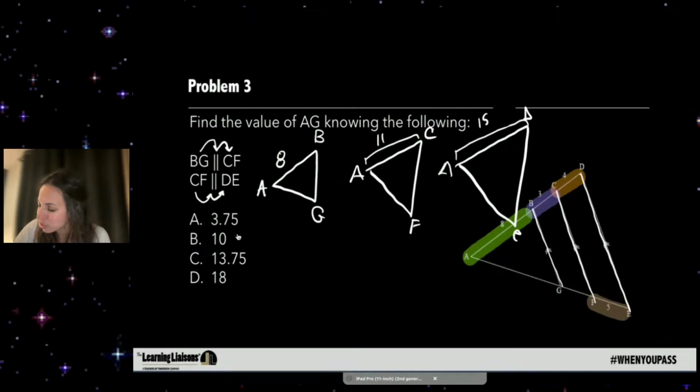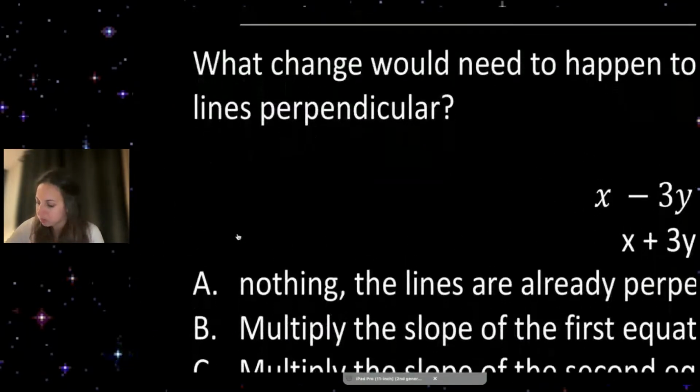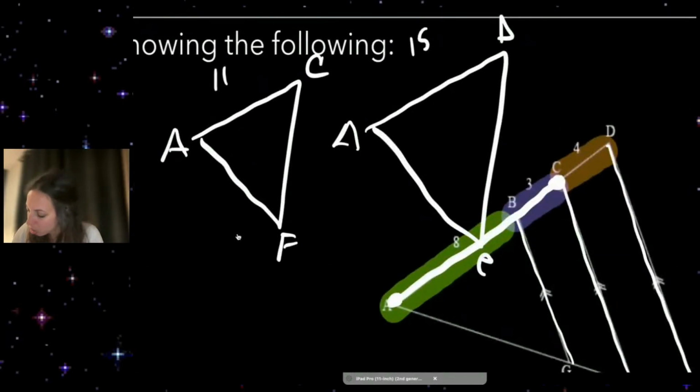It's a great question. Because I know that 8 plus 3 is 11. And I know, skips to the wrong slide, I know that 8 plus 3 plus 4, which creates AD, is 15.